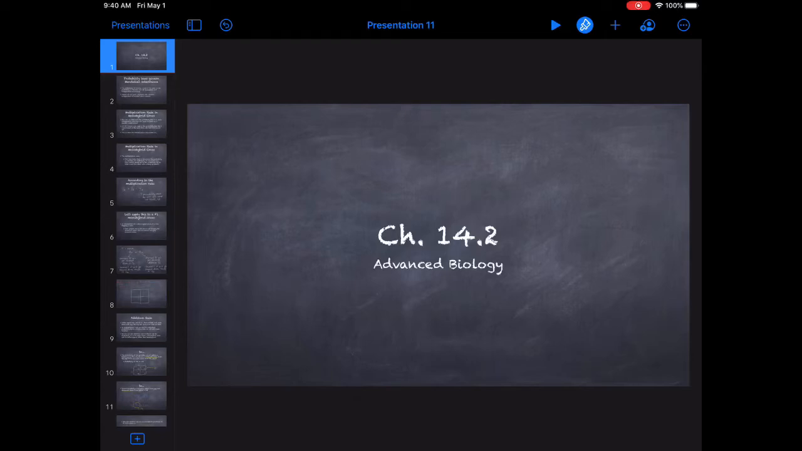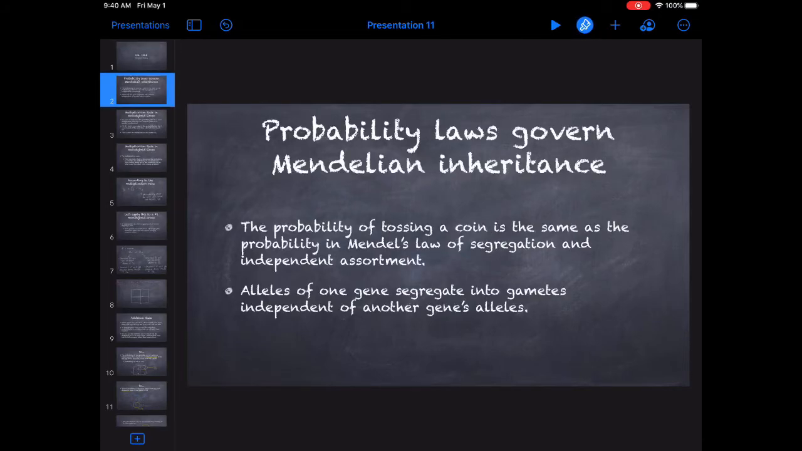Hey guys, welcome to chapter 14.2. In this section, it's a lot shorter, like I said in our Zoom meeting, and we are going to talk about two rules. We're going to talk about the multiplication rule and addition rule as it relates to genetics.